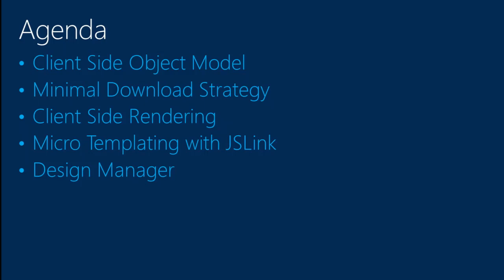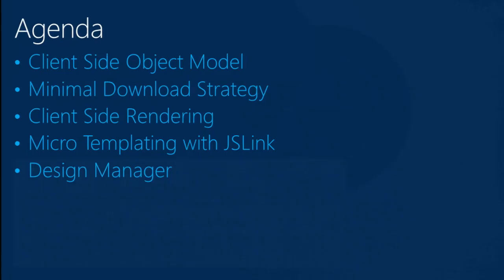And then, as part of the fact that everything is downloaded and rendered on the client, there's a plugin model called CSR, or client-side rendering, where we'll see how we can override lots of different rendering techniques, such as how things work with views, list items, or fields. We're going to take a pretty good deep dive in micro templating with this new thing called JS Link. And finally, we'll take a quick look at Design Manager to round the whole thing out. So without any further ado, ladies and gentlemen, my favorite PowerPoint slide.